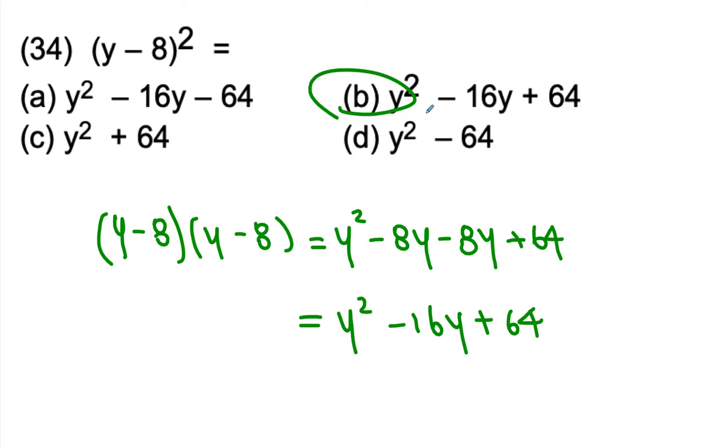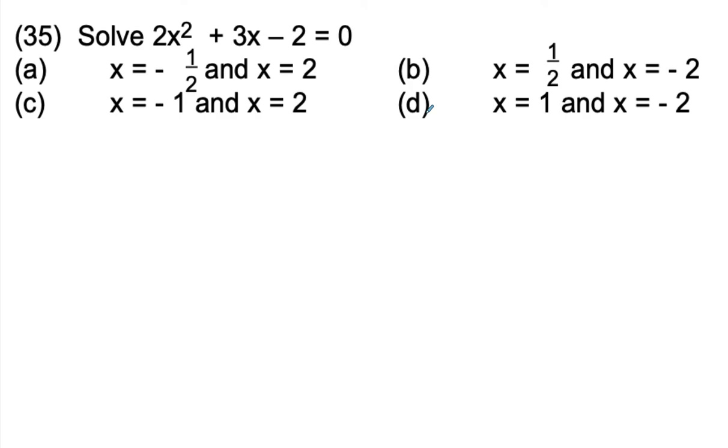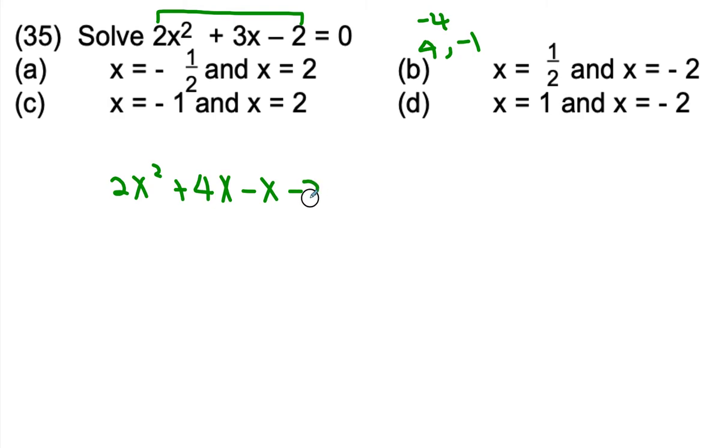Alrighty, let's move on to the next problem, number 35. They want you to solve this one. How are we going to do it? In fact, we can try to factor. The way we can factor is to multiply those two outer coefficients. So 2 times negative 2, we get negative 4. My question to you is which two numbers multiply to negative 4 but add up to 3? Multiply to negative 4, add up to 3. That's right, it is 4 and negative 1. So that means I can rewrite the middle term in this way: 2x squared plus 4x minus 2 equal to 0.